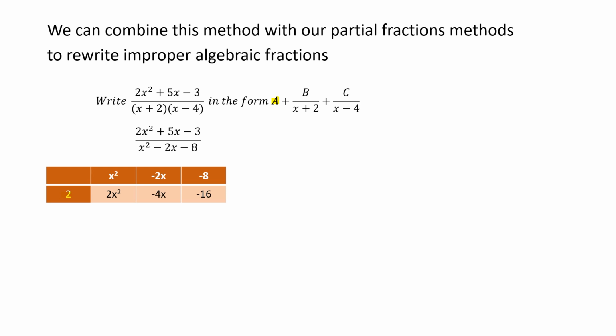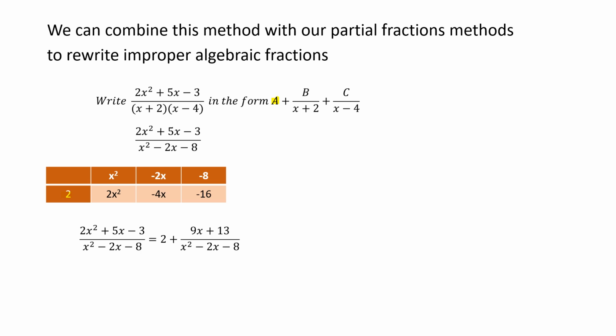So we'll set up a grid method and we'll work out that that constant term is just 2. Remainder, well, we've got minus 4x and minus 16 here, but we wanted 5x and minus 3. So we'd need to have a remainder of 9x to get from the minus 4x to the 5x, and 13 to get from the minus 16 to the minus 3. So we can make the following conclusion.